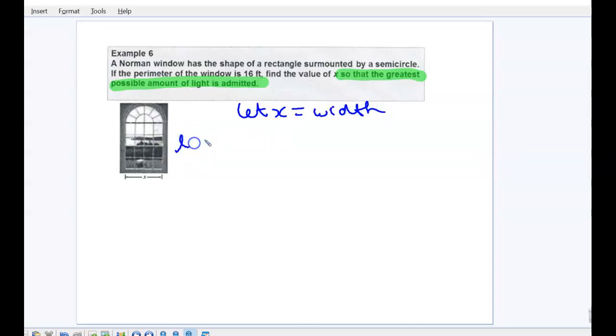And we're going to let L represent the length. Okay, and the length is going right up into this distance here. So this right here would be L. And then we have a semicircle up here. Okay, and the radius of this semicircle is going to be 1/2 of x. If the whole width of the rectangle is x, then the radius is 1/2 x.